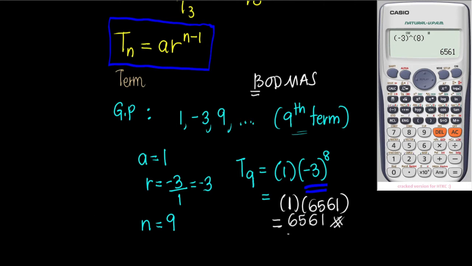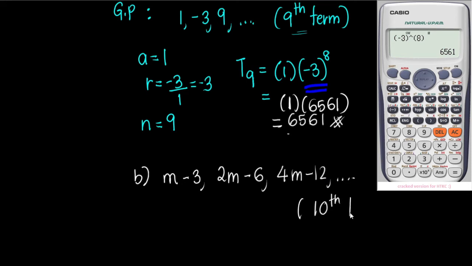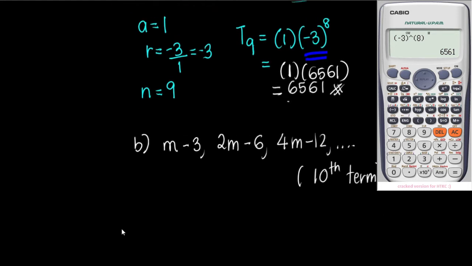Let me show another example. Another one, maybe we use letters now. m minus 3, and then 2m minus 6, 4m minus 12. Find the 10th term. Now let's say you are given like this. If you see here, everything is in variables.